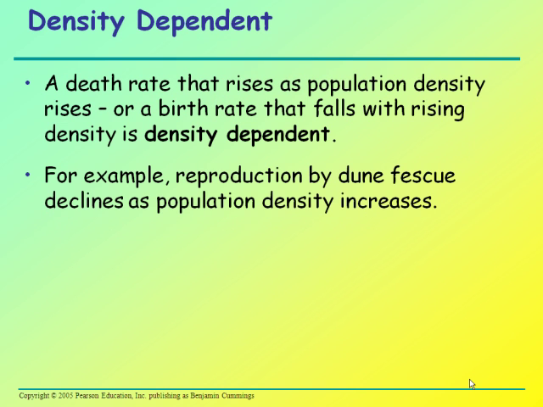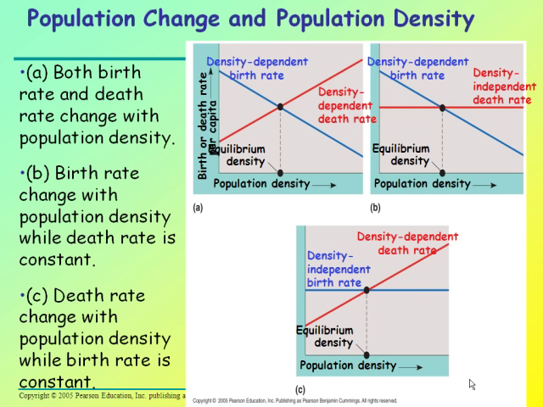Density dependent: a death rate that rises as population density rises, or a birth rate that falls with rising density, is density dependent, like when a population becomes choked out. For example, reproduction by dune fescue declines as population density increases. They're competing for space.